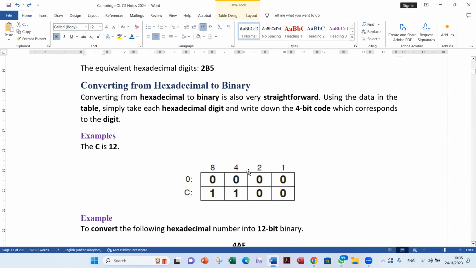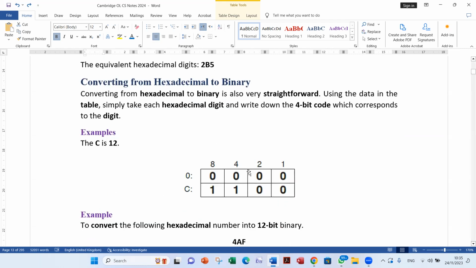Converting from hexadecimal to binary is just the same. Every single hexadecimal digit will be converted into 4 bits binary. So if you have, for example, 0C, the 0 will be 0, 0, 0, 0. The C is 12. It will be 1, 1, 0, 0. Okay, again, do that yourself.